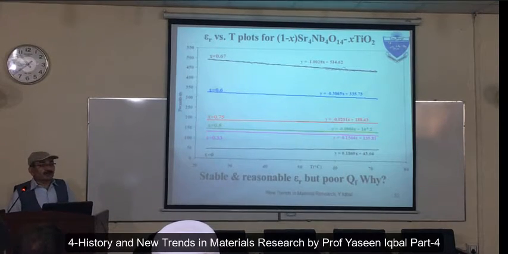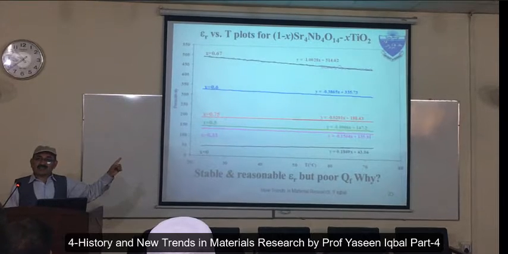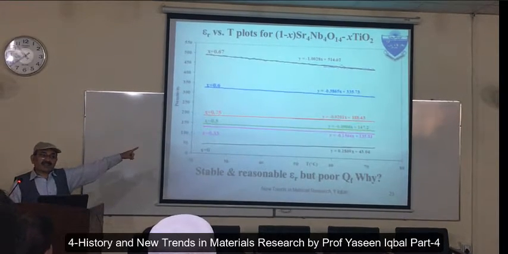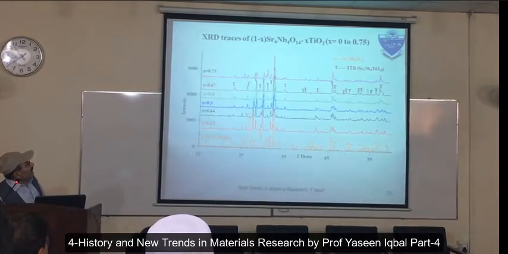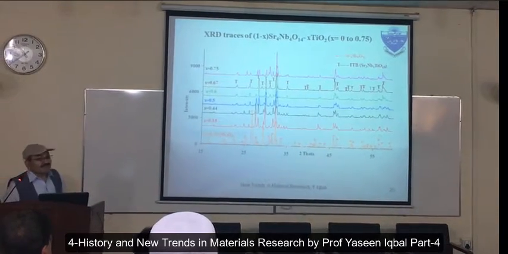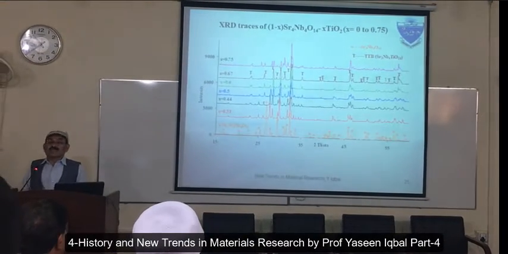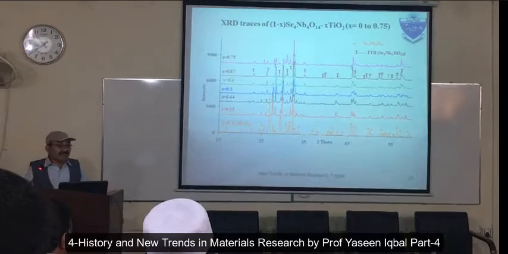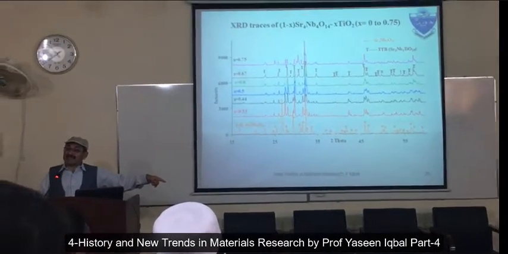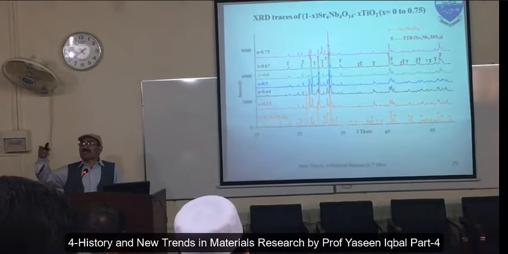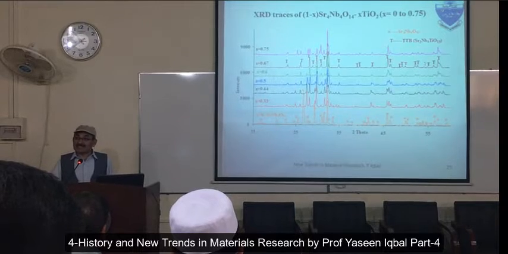Minus XTiO2. So it was leading to second phase formation. The chemistry people know it better. The stoichiometry tells me that it will form secondary phases. But if I do it like this, I will make the solid solution of the material. Solid solution of the material means that you change the type of the cation, but the crystal structure remains the same. The crystal symmetry remains the same.